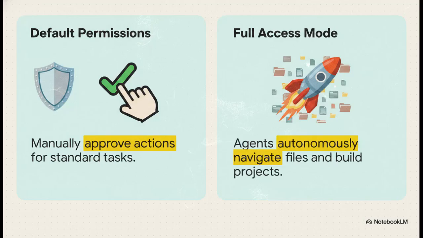Of course, to give the AI this kind of power, you have to choose your trust level with permissions. You've got default permissions, which means you manually approve actions. It's definitely safer, but then there's full access mode. This allows Codex to autonomously navigate your files, build projects, and modify applications all across your computer. It completely supercharges your mobile capabilities, for sure, but it requires a lot of trust since the AI is operating completely on its own. So, maybe double check so it doesn't accidentally rewrite your tax returns.